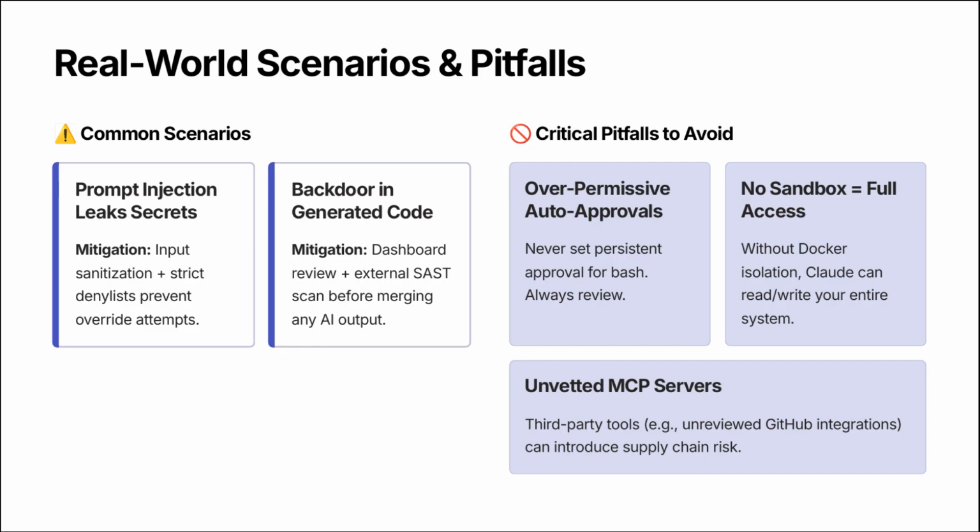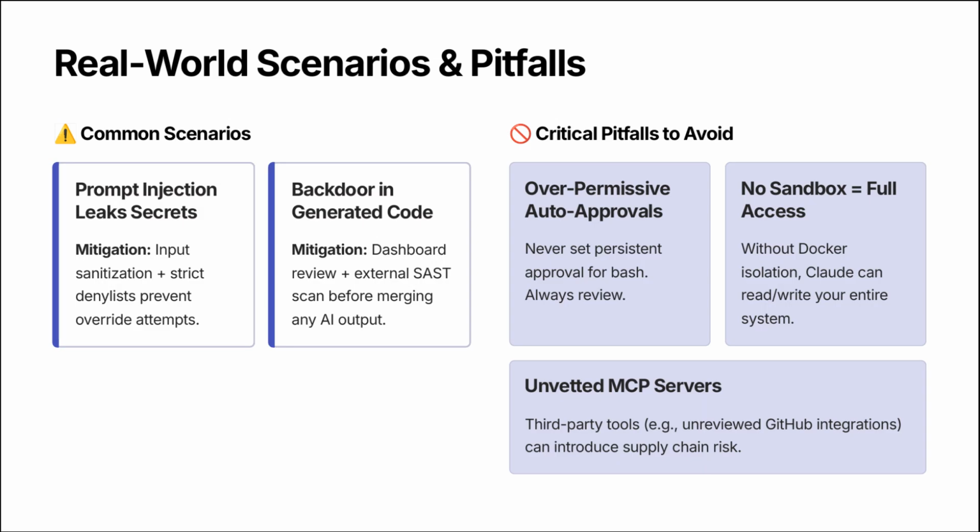To mitigate this, you need to implement input sanitization and enforce strict deny lists to prevent any attempts to override the system. Another scenario involves backdoors in the generated code. To mitigate this risk, it's recommended to regularly review your dashboard and run an external SAST scan before merging any AI output. Now let's talk about some critical pitfalls which we should avoid at all costs.